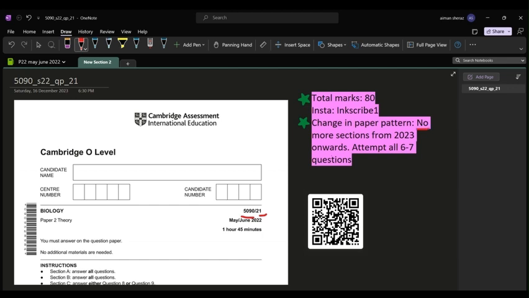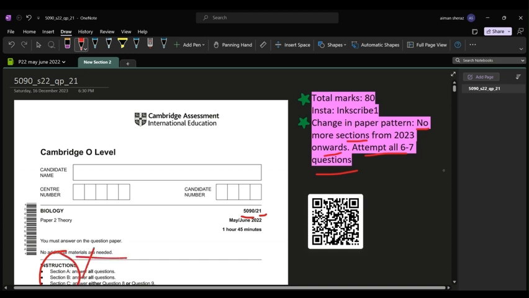From 2023 onwards, there were no more sections that you had to attempt. Only 6 to 7 questions appear in your paper and you have to attempt them. Previously you had sections A, B and C, but they are no more, and you only have to attempt the 6 to 7 questions you've been given in the whole paper.